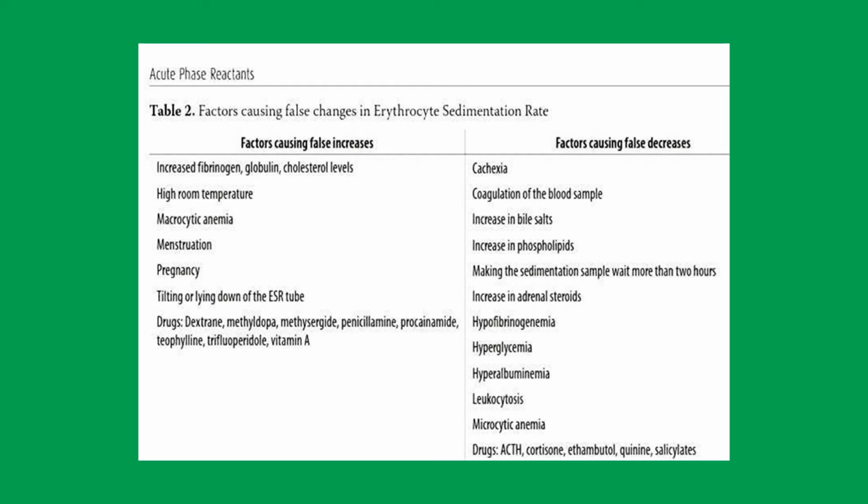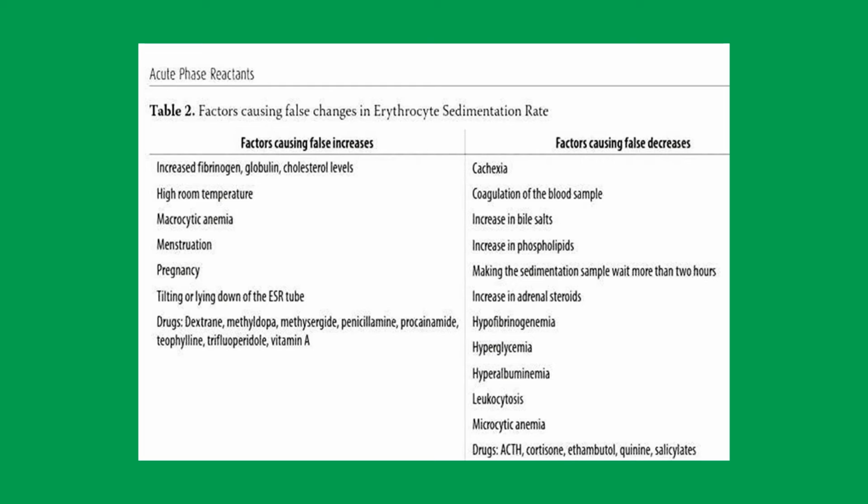For instance, there are factors causing false increases, like an increase in your fibrinogen, your globulin, cholesterol levels, high temperature or high room temperature, presence of macrocytic anemia, menstruation, pregnancy, or tilting of the ESR tube, which is a mechanical factor, and certain drugs like your methyldopa, penicillamine, procainamide, and vitamin A.